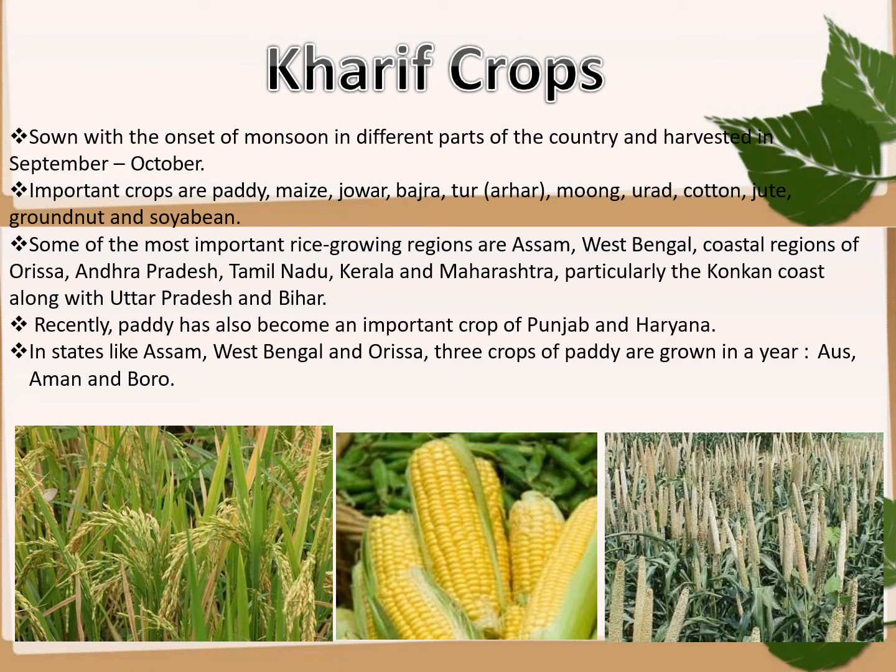So when we talk of the Kharif crop, they are sown with the onset of the monsoon in different parts of the country and harvested in September-October. The important crops are paddy, maize, makai, jowar, bajra, tur, what we call arhar, what most people call tuver, moong, urad, cotton, jute, groundnut and soya bean.